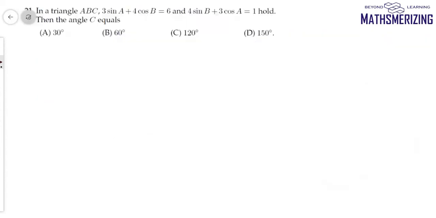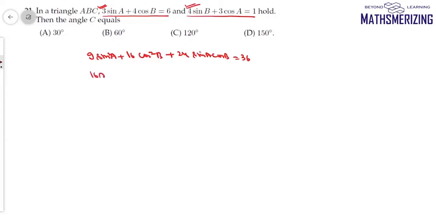Now question number 21, it says in a triangle ABC, 3 sin A plus 4 cos B equals 6 and 4 sin B plus 3 cos A is equal to 1. So what I'll do is I'll write 9 sin square A plus 16 cos square B plus 24 sin A cos B, and this is 36, and I'll square the second equation also. So I'll get 16 sin square B plus 9 cos square A plus 24 sin B cos A, and this is equal to 1.